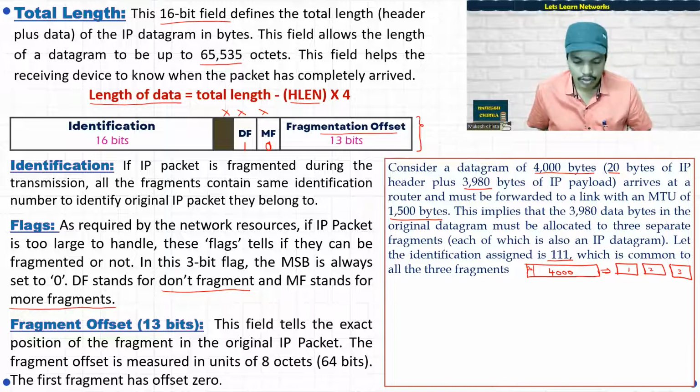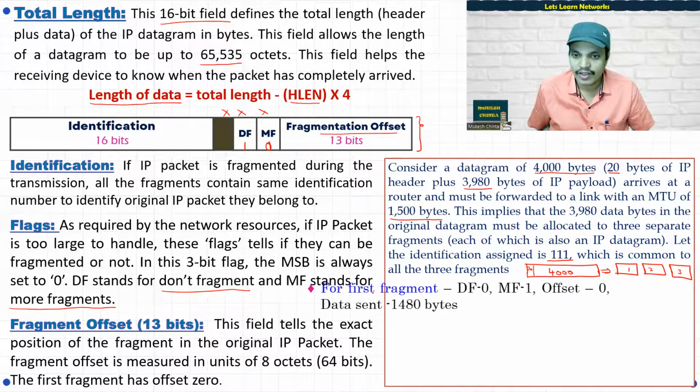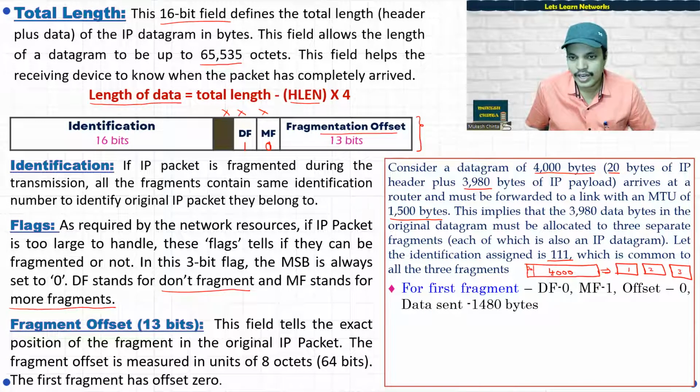So in that case, for the first fragment, because anyhow I'm dividing it, the do not fragment is 0. The more fragments is set to 1, and the offset is set to 0. So for the first fragment, because we are starting with byte number 0, it is always 0. So when the receiver receives this, it will know that, okay, because it is offset 0, this is the first fragment.